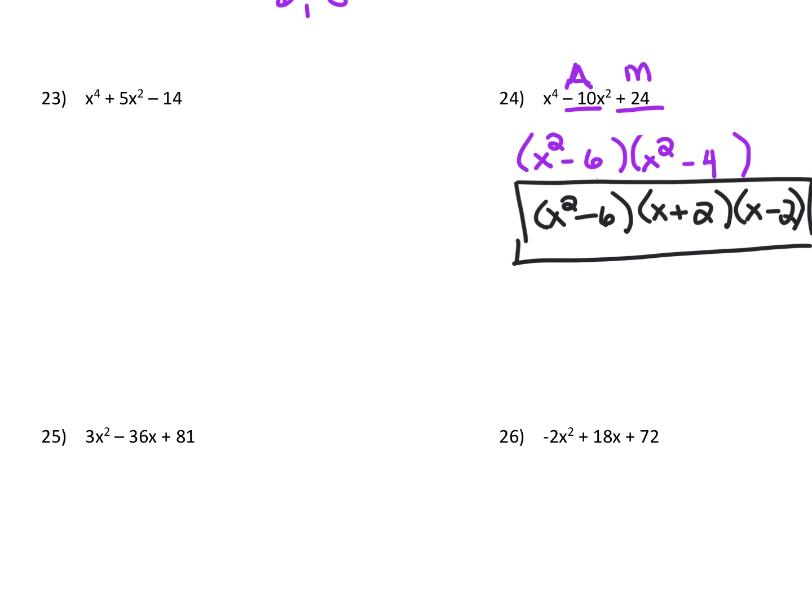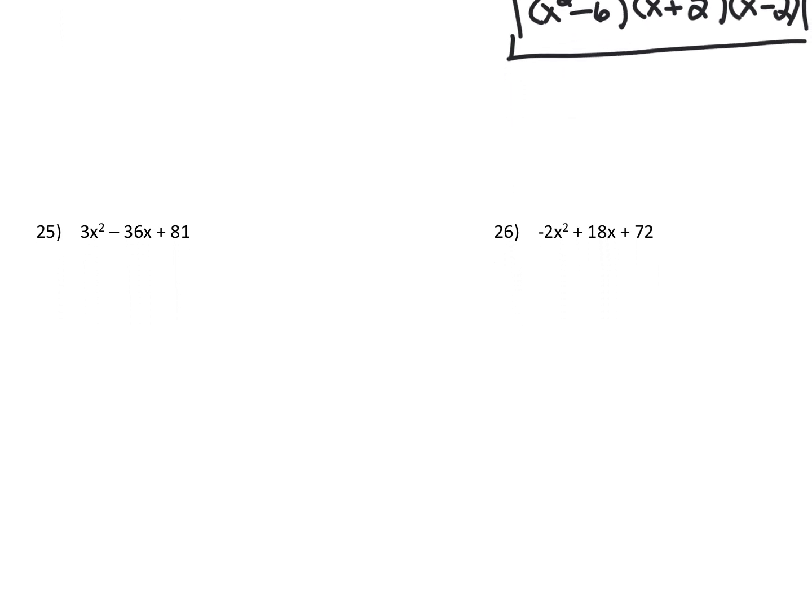Okay, we're going to take a look at one more together, and that'll be number 26. Now, if you notice here, the leading coefficient is not 1. So whenever you factor, you want to say to yourself, can I factor out a greatest common factor? And look at this. All of these numbers are even. So we can factor out a greatest common factor. Since they're all even, we could pull out a 2.